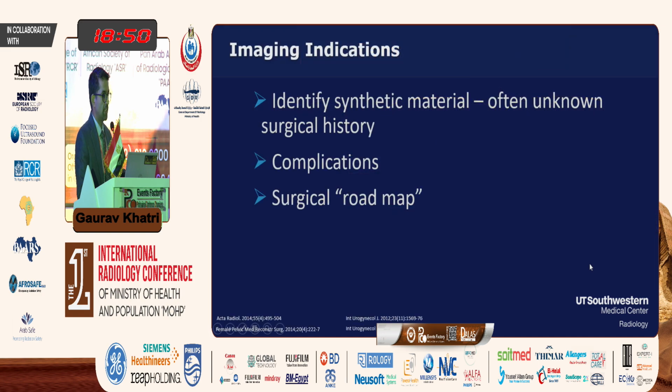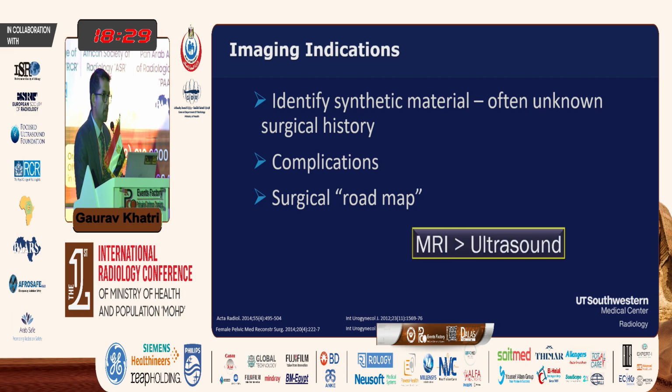So again, the goal here is to image patients to identify what surgical material has been placed, because oftentimes they've had so much surgery, they don't remember which surgery they've had. They come to a different doctor, and the different doctor does not have the proper history, and so our job is to identify what surgical material is present, and then detect complications as well and provide a surgical roadmap. Now for the apical and posterior compartment, MRI is more useful than ultrasound, and I'll show you examples.